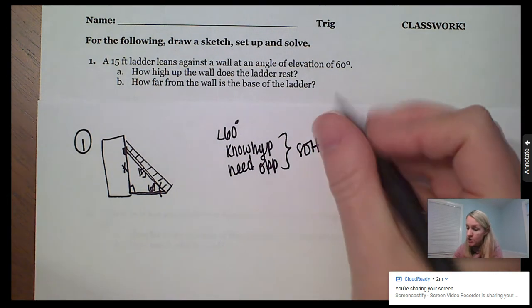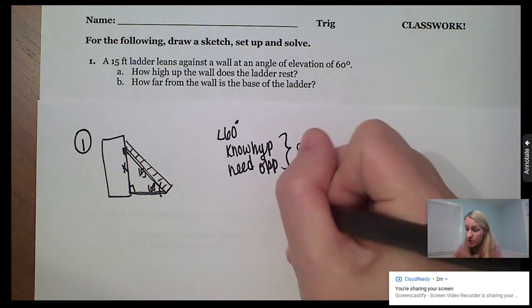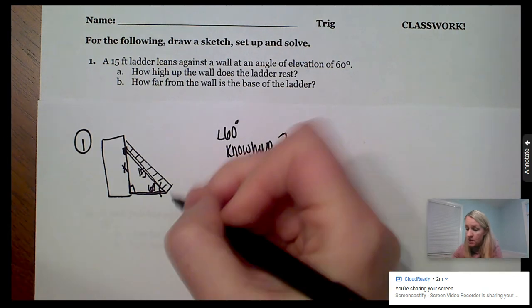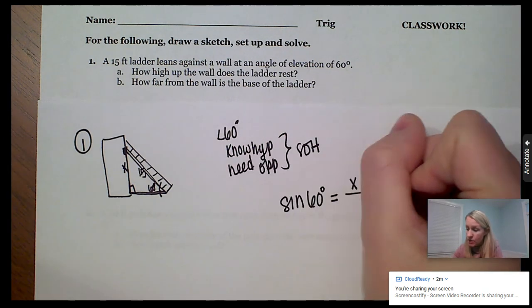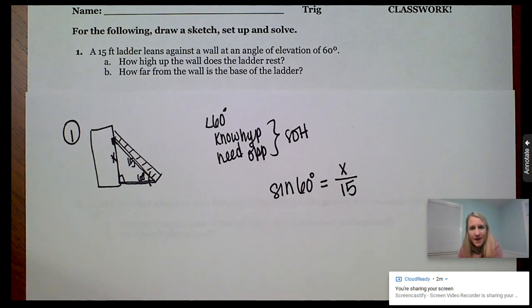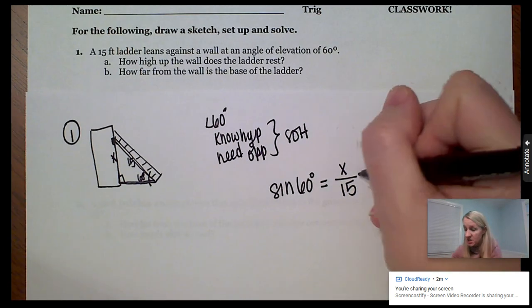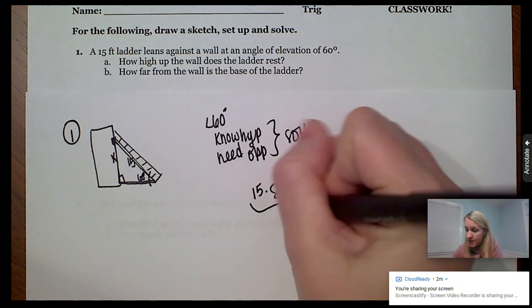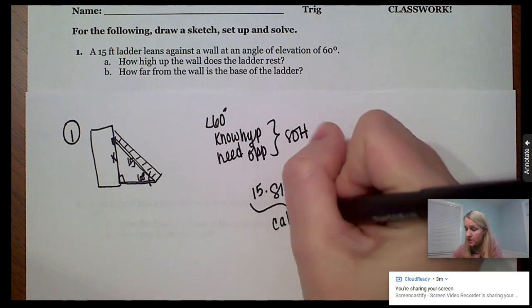So I'm going to set up my equation. I think of the equation that sine of the angle equals opposite, which is x, over hypotenuse, which is 15. Oh, that's not too bad. So then we just need to multiply both sides by 15 to solve. I'm throwing that into my calculator to find my answer.